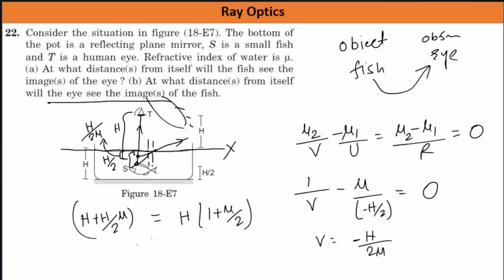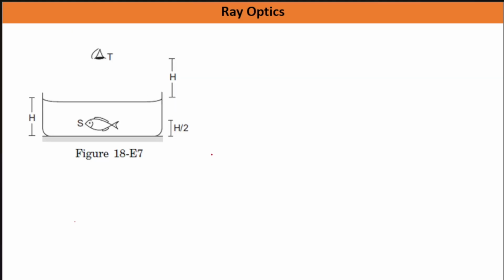Sorry, this is h by 2 mu, okay, we need to write it very carefully. So this is 2 mu basically, so this is equal to h into 1 plus 1 by 2 mu. Okay, so this is this. Now see, where can the second image form? The refracted light can never strike the mirror, done. So this is sorted.